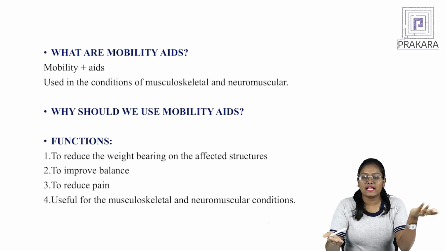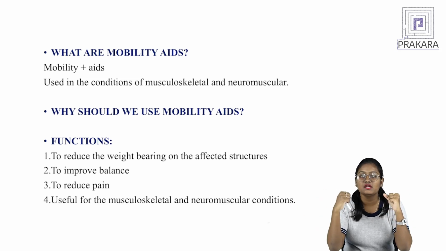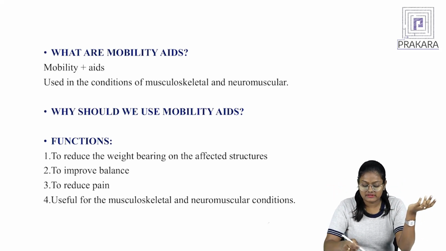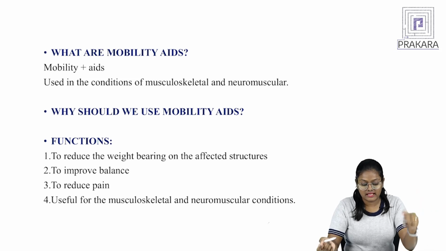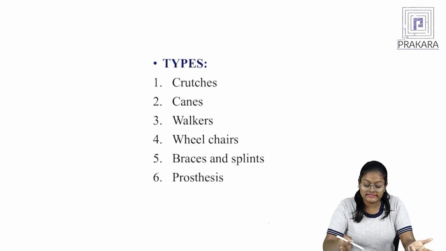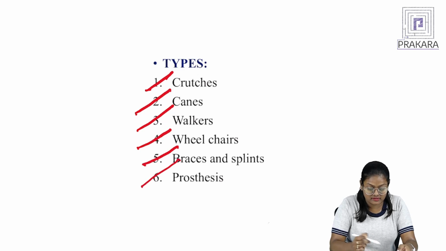And it also reduces the pain. When you're not applying the full weight on the affected side, it's definitely impossible to feel the pain, right? So obviously there will be a reduction in the pain. And lastly, we use it for musculoskeletal and neuromuscular conditions that we already know. So there are different types of mobility aids. We have the crutches, the canes, the walkers, wheelchairs, and braces and splints and prostheses.